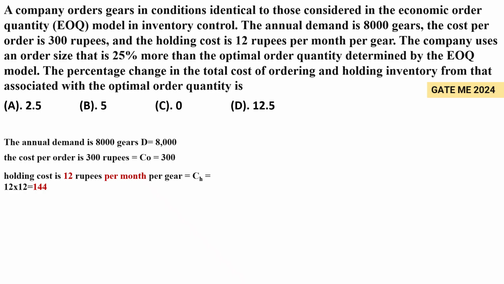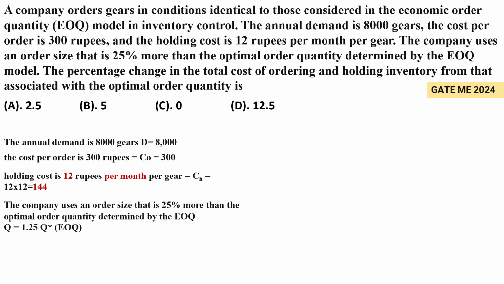So here holding cost is given as 12 rupees per month per gear, but we need the holding cost per year. Then 12 rupees into 12 months. So 12 into 12, 144 rupees per year. So CH equals 144. And given the company uses an order size that is 25% more than the optimal order quantity determined by the EOQ. So let's consider Q equal to 1.25 into EOQ. So Q equals 1.25 Q star.